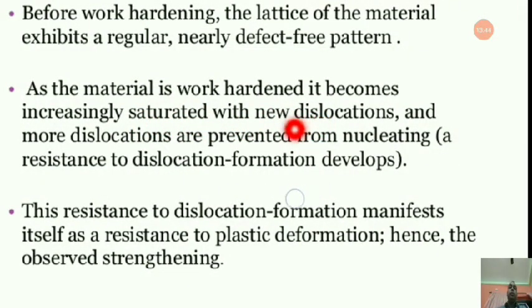You already know, dislocations are very important. Twinning, slip, these are the dislocations actually. Slips and twinning are mainly associated with metal forming. You might get MCQs in your competitive examinations about dislocations. Okay, so slip and twinning are the most common dislocations widely used in metal forming processes. So as the material is work hardened, it becomes increasingly saturated with new dislocations, and more dislocations are prevented from nucleating. A resistance to dislocation formation develops. So that's where the work hardening is formed.